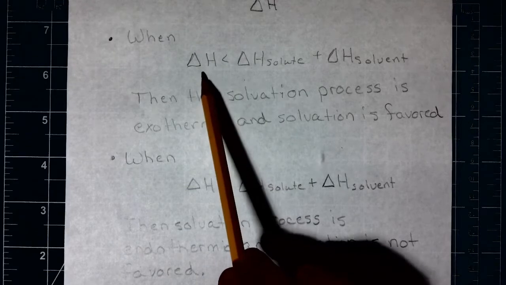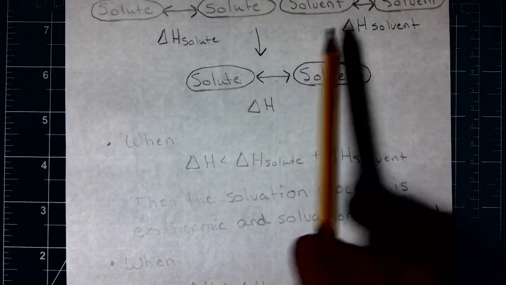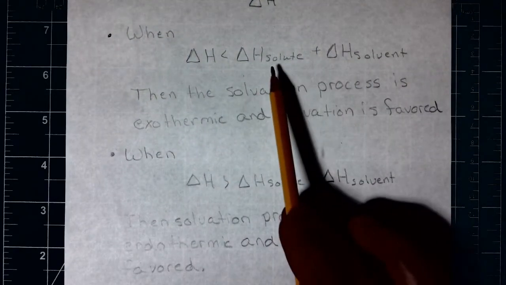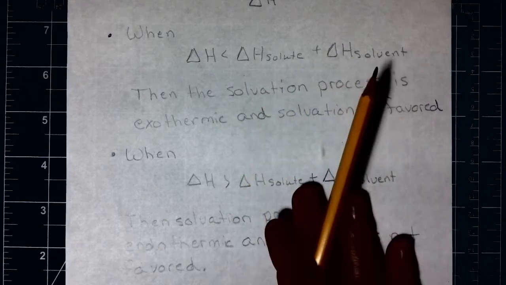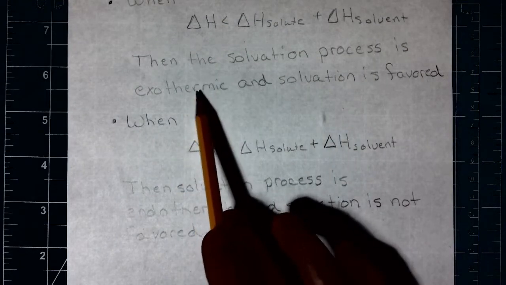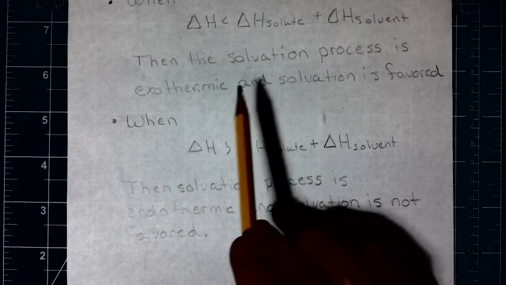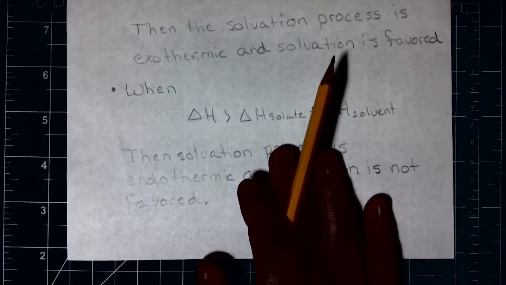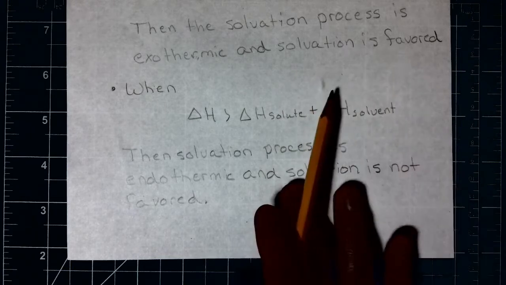Mathematically, that means that this delta H term, because each one of these has an associated enthalpy with it, is going to be less than the sum of the solute interactions and the solvent interactions. This is what leads to an exothermic reaction where energy is released during the process of dissolution and the formation of a solution. And it means that solvation, the act of forming a solution, is favored.